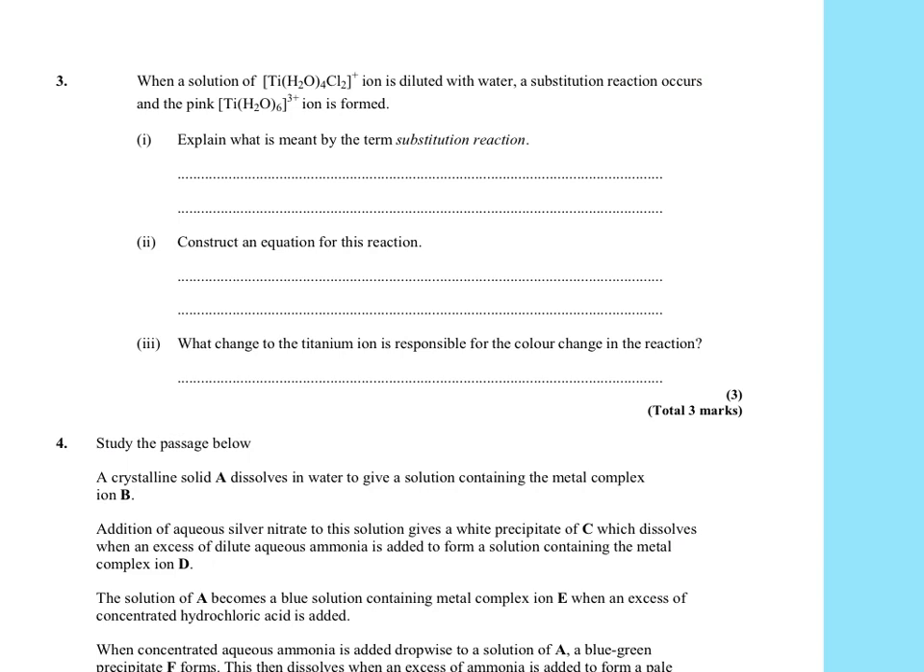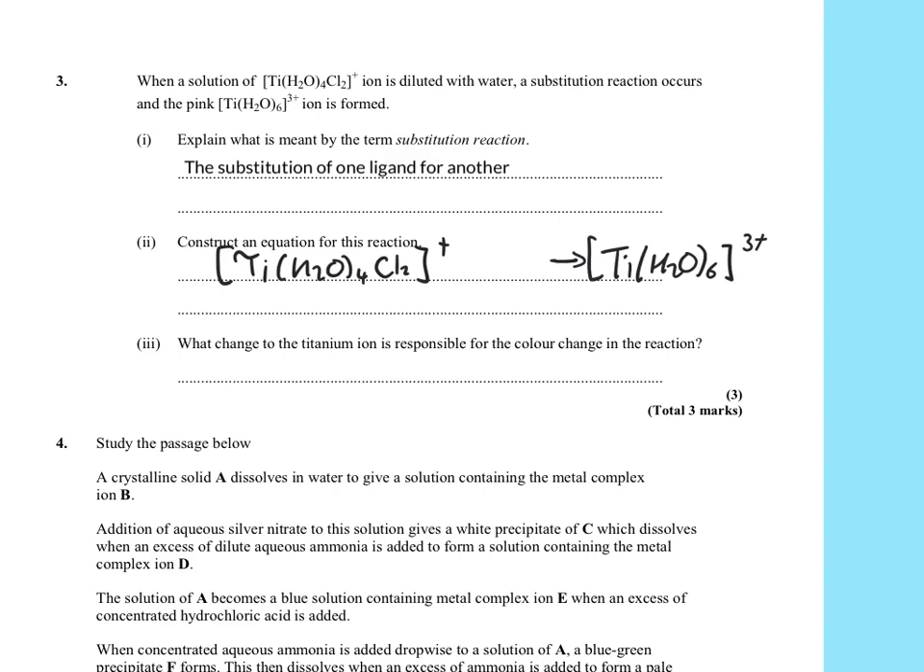A substitution reaction is simply the substitution of one ligand for another. Clearly, all that's happened here is 2 of the chloride ligands have been substituted by 2 water molecules, and therefore the 2 chloride ligands will appear on the other side. Notice the charge should balance on both sides. Overall charge on this side is +1. Overall charge on this side is +1. What change to the titanium ion is responsible for the colour change in the reaction? It's simply the ligand substitution and not a change in oxidation state.